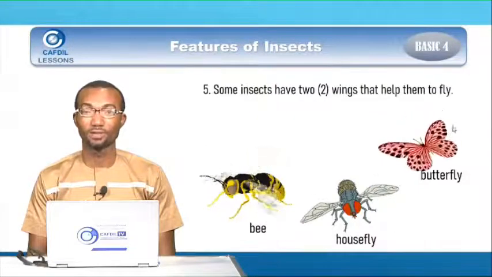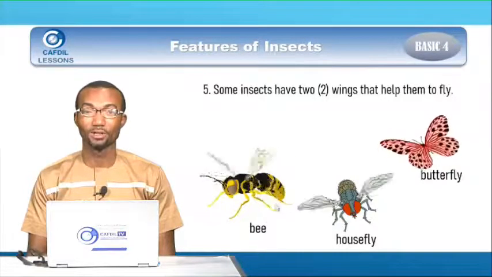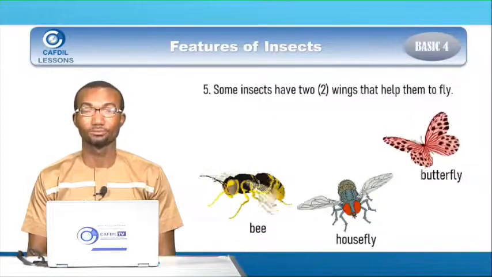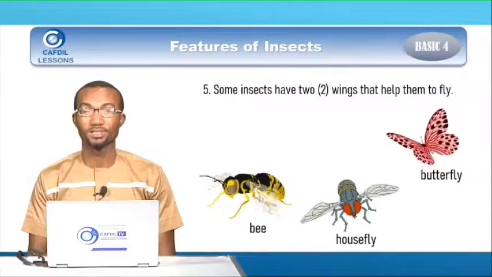So you see the butterfly has 1, 2 wings. If you look at this fly, there is 1 here, another 1 here. If you look at this bee, 1 at the left and 1 at the right. So insects have 2 wings that help them to fly.